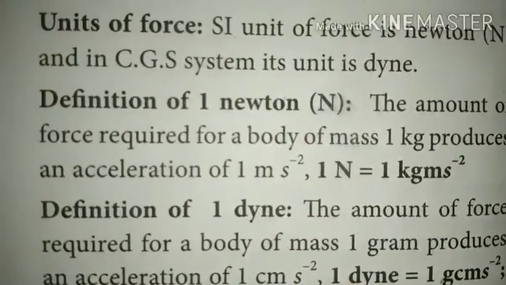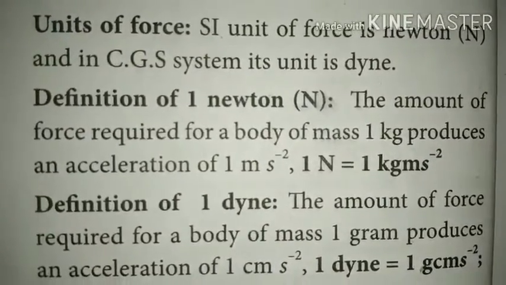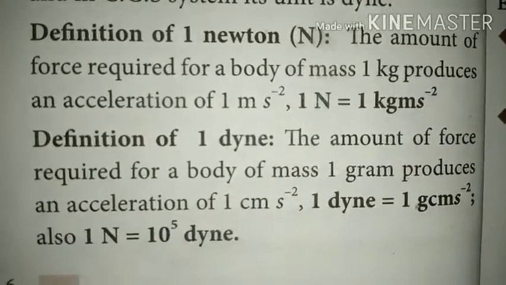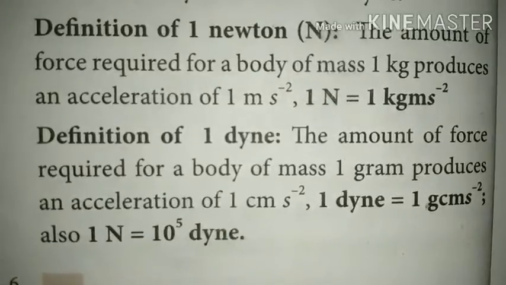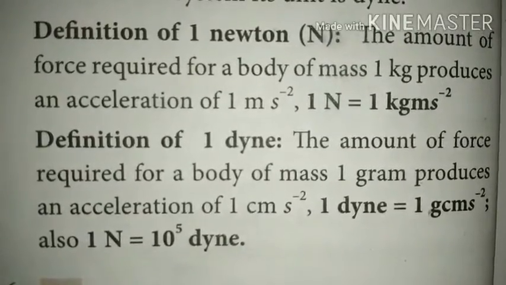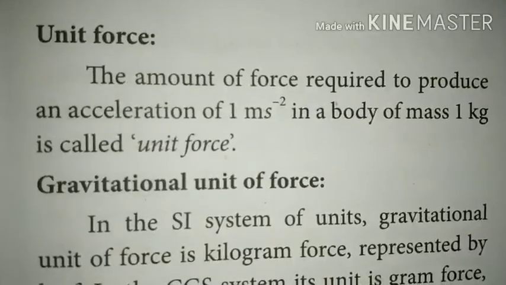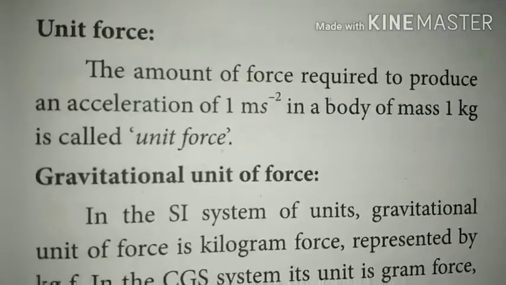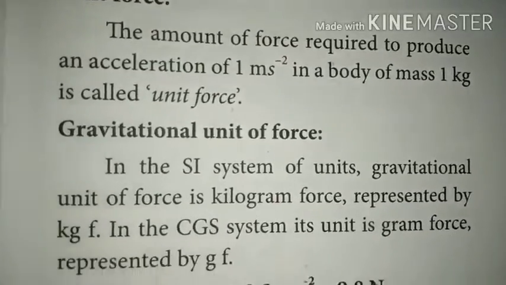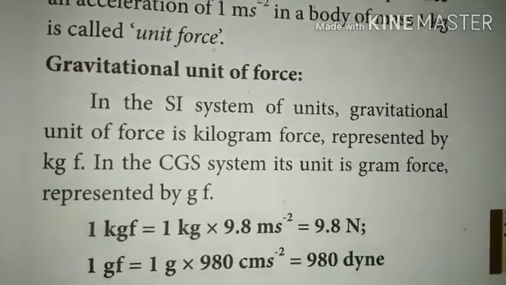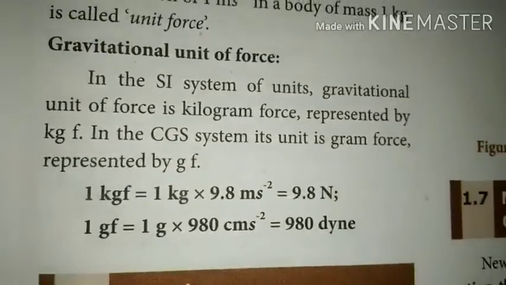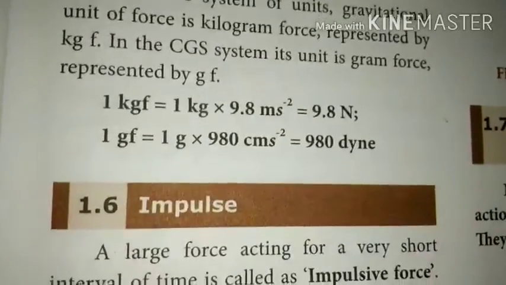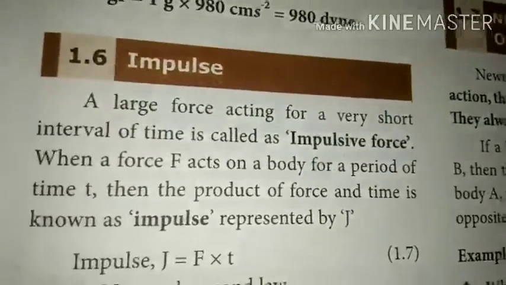Unit of force. The SI unit of force is Newton, capital N. In the CGS system, its unit is dyne. Definition of 1 Newton: the amount of force required for a body of mass 1 kilogram to produce an acceleration of 1 meter per second square. They have given the definition of 1 dyne, unit force, and gravitational unit of force also. Just go through it and study well.